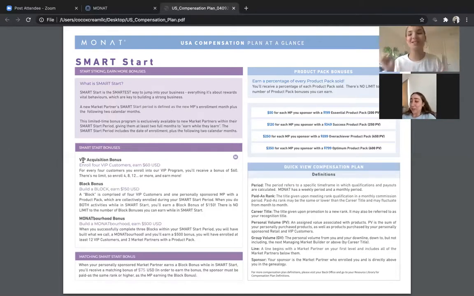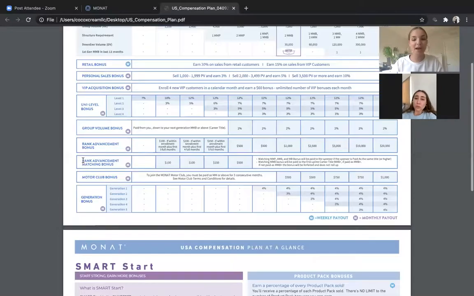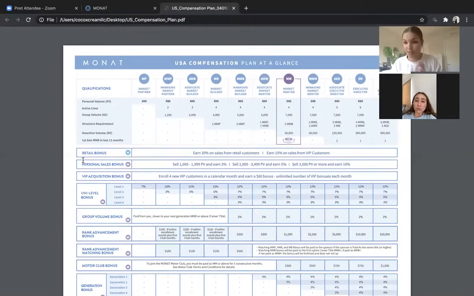So 12 VIP customers, 3 market partners. That's the name of the game. So let's go back up to the compensation plan. I'm going to break down to you essentially how everything is going to go.